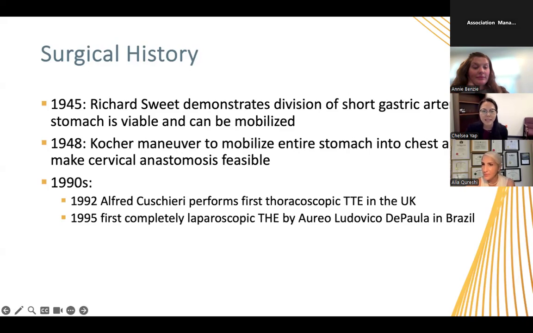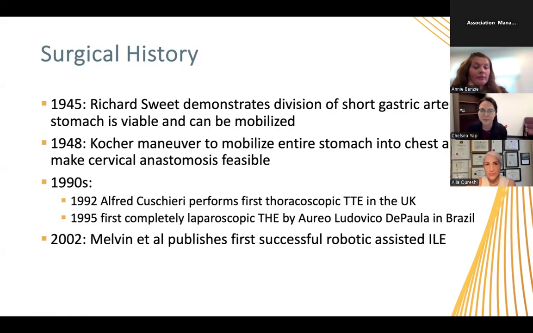And then in the 1990s is when we start to see more of a minimally invasive approach. In 1992, Alfred Cuschieri performed the first thoracoscopic transthoracic esophagectomy in the UK. And in 1995, the first completely laparoscopic transhiatal was performed by Dr. Ludovico de Paula in Brazil. In 2002, Melvin et al. published the first successful robotic-assisted Ivor Lewis esophagectomy.